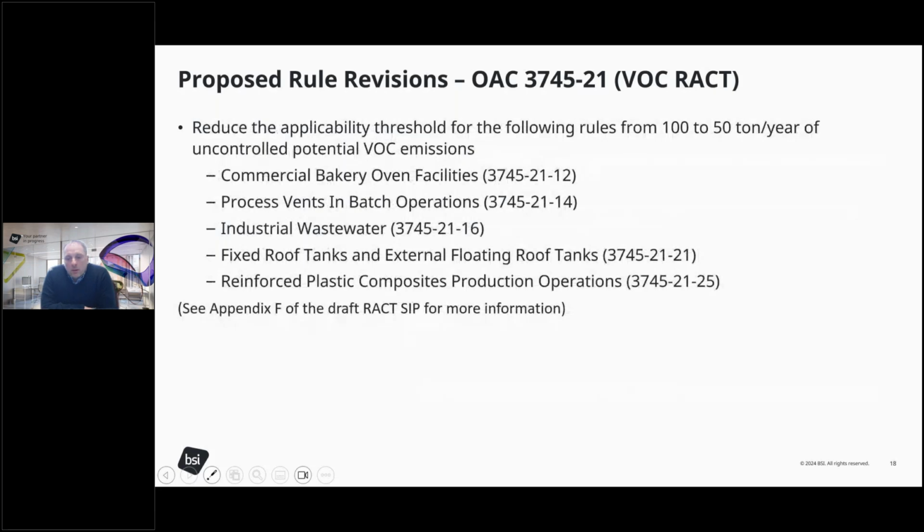Similarly, the applicability threshold for the 5 categorical non-CTG RACT sources is being revised to reduce the threshold from 100 tons per year to 50 tons per year. For these regulations it is uncontrolled potential VOC emissions. So sources that are covered under any of these categorical non-CTG RACT sources with a total potential emissions between 50 and 100 tons per year will now be subject to these requirements.